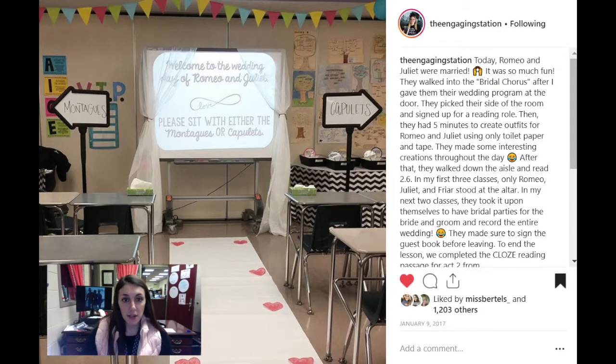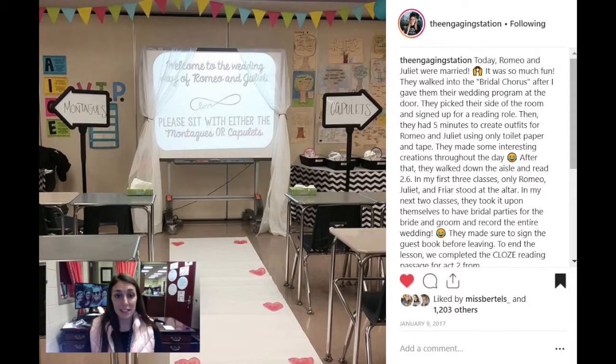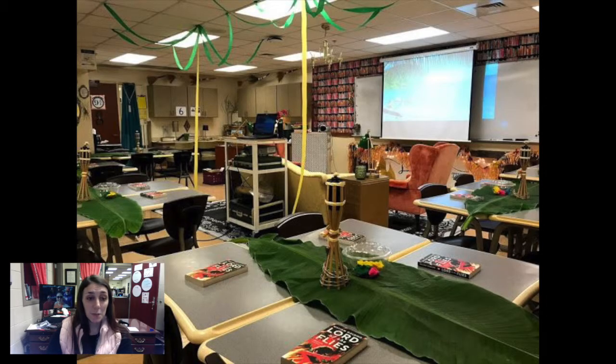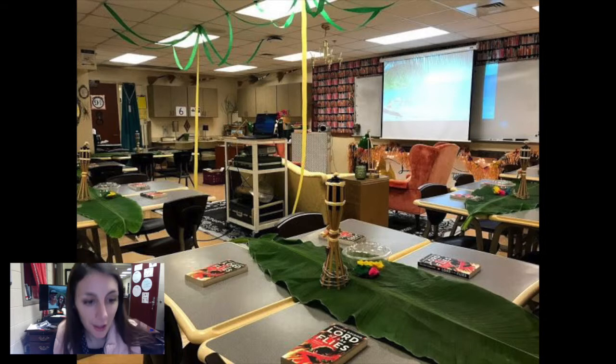This first one is a Romeo and Juliet classroom transformation, and this teacher transformed her classroom so her students could sit in on Romeo and Juliet's wedding. She gave them each a reading role, and they had 5 minutes to create outfits for Romeo and Juliet using toilet paper. Then they walked down the aisle and read Act 2.6, and they were able to sign the guest book at the end of the wedding. Again, this is a way to get the students involved and make them feel like they were a part of the story.